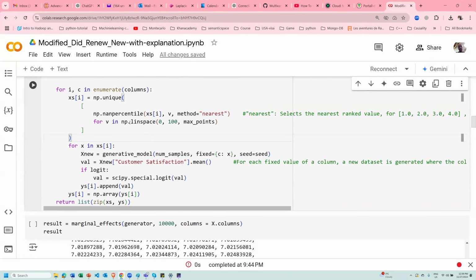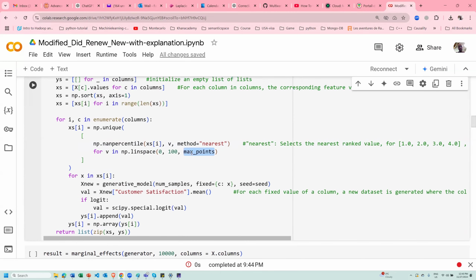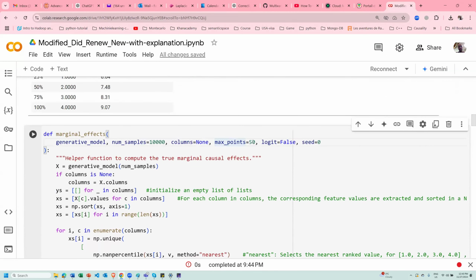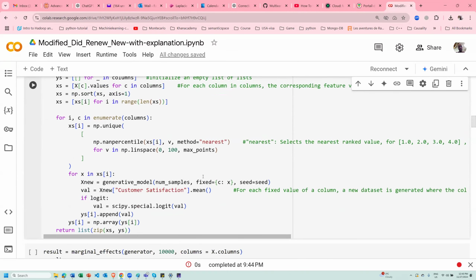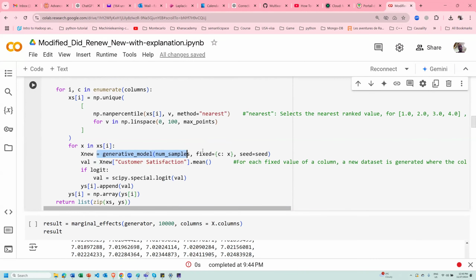Then the linspace divides the values between 0 and 100 to the max point. I think here we selected 25 or 50. Oh, max point is 50. You see, up there it was 4. Here we have 5 points that are representative for this column. And then we are generating the models. It means we are regenerating, recreating the whole data set, but this column is fixed, for example, the column that is selected. So as you can see, for each fixed value of a column, we create a new data set.